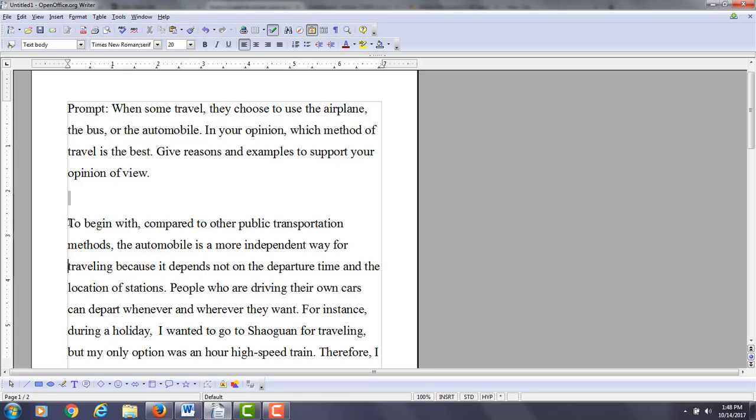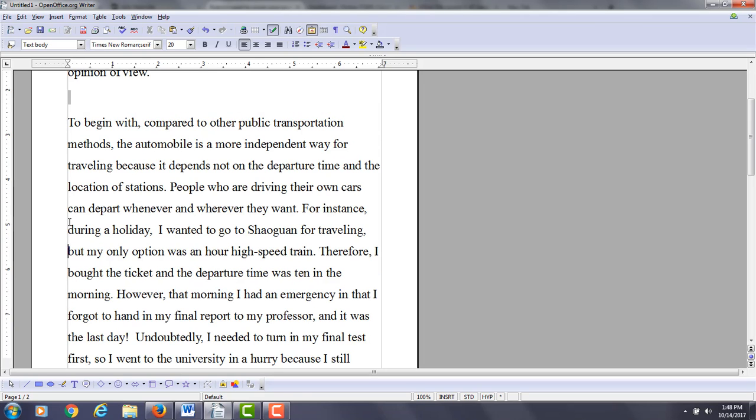So to begin with, compared to other public transportation methods, the automobile is a more independent way for traveling because it depends not on the departure time and the location of stations. People who are driving their own cars can depart whenever and wherever they want. For instance, during a holiday, I wanted to go to Shaoguan for traveling, but my only option was a high-speed train. Therefore, I bought the ticket and the departure time was 10 in the morning.